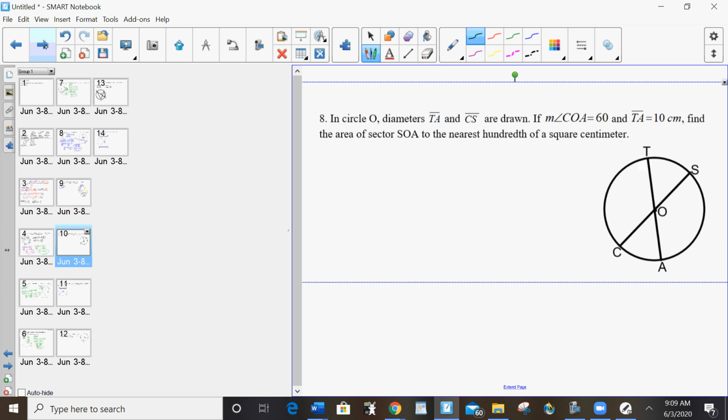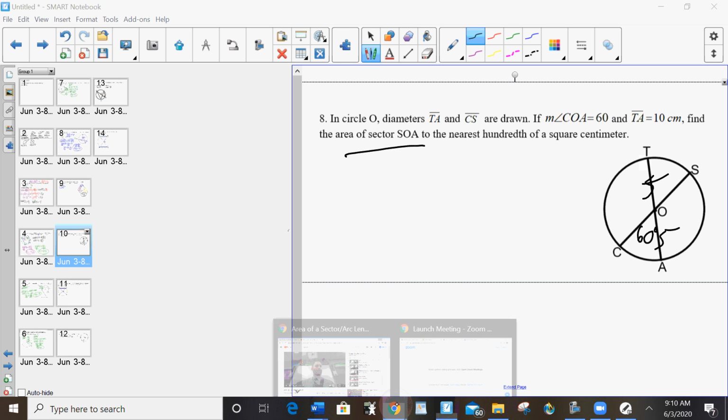Angle COA is 60, TA is 10. So if TA is 10, then each of those has got to be 5, and it wants the area of sector SOA. So, area of a sector. Well, we got a song for that, don't we?